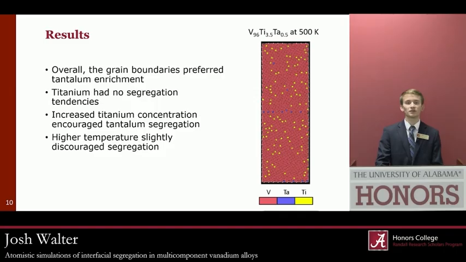So overall, we found in our results that the grain boundaries tended to prefer tantalum enrichment. Titanium generally did not segregate to the grain boundary. However, increased titanium concentration did encourage some tantalum segregation. We also found that higher temperature did slightly discourage segregation, which is an expected result, as higher temperature means more energy in the system, so the differences between the atoms are less important at that stage.